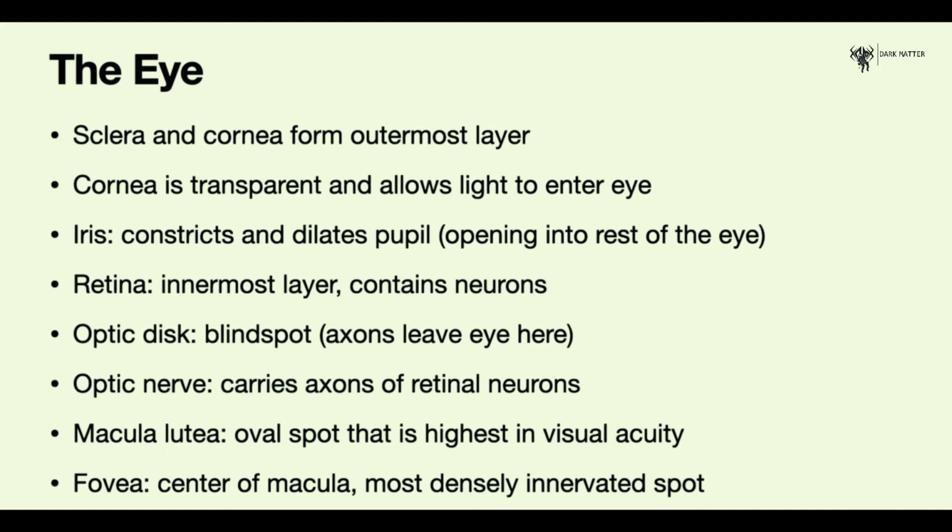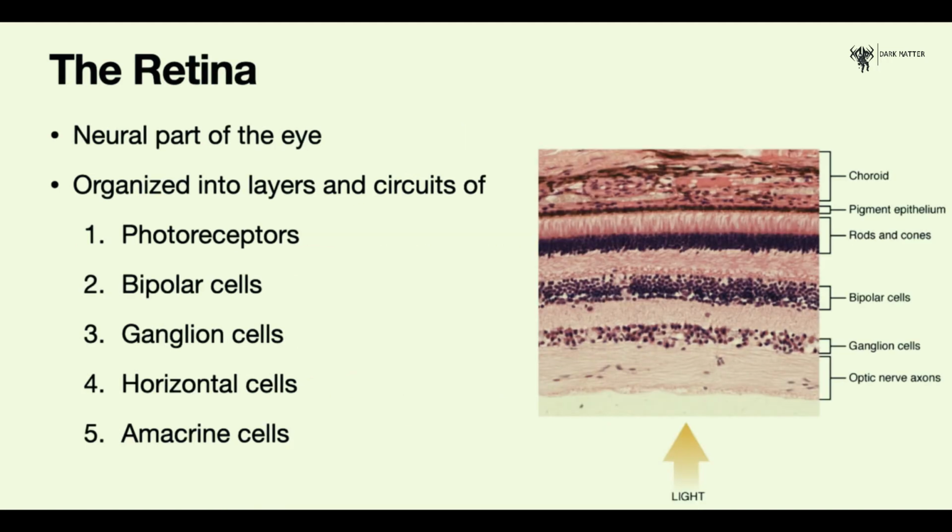So this is just a summary of all the definitions that I just went over in the previous slide on the diagram, so this is for you to make notes of. The retina is going to be our focus since it's the part that's actually responsible for producing the neural signals that are gonna then go to the brain.